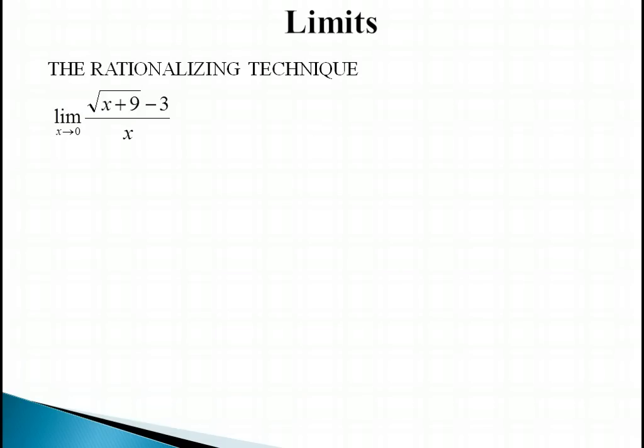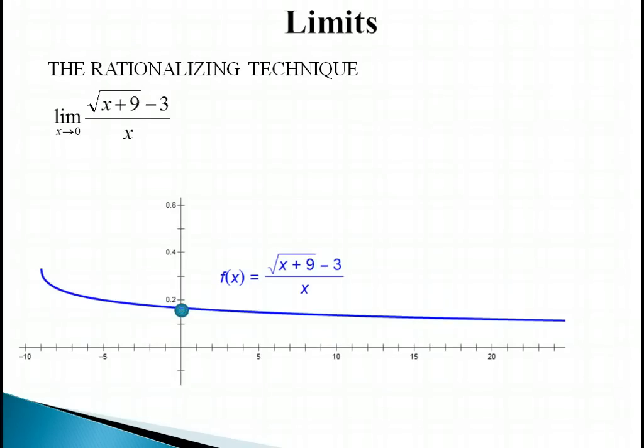All right, our next technique that we're going to talk about is the rationalizing technique. And again, what we're doing with these techniques is trying to find a similar function, but one that's defined at the c value. In this case, we're looking for the limit as x approaches 0. And if we plugged in 0 into our function, we would get 0 over 0 again. So that's not going to help us. So what we're going to do instead is try to rationalize our numerator.